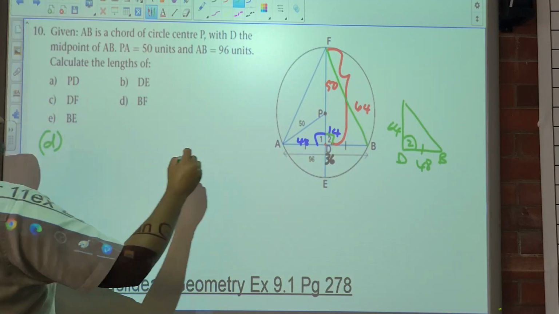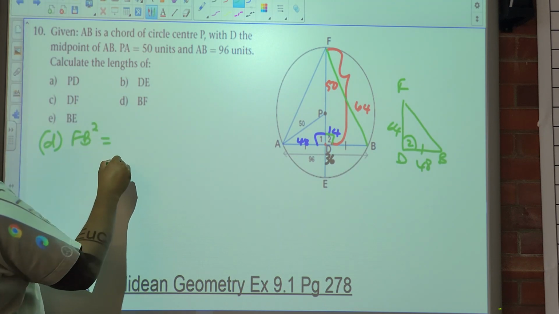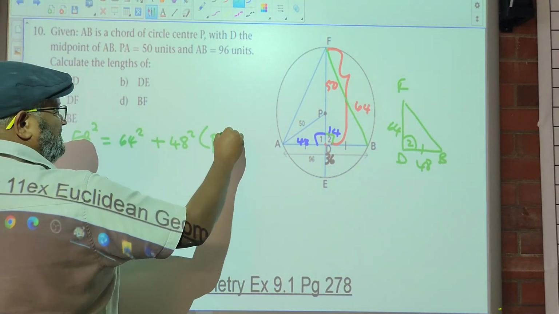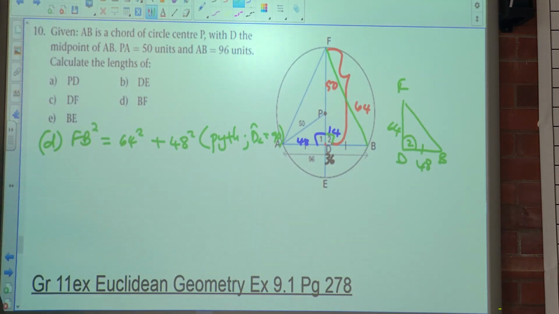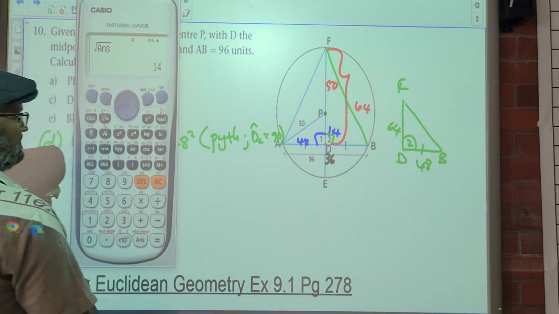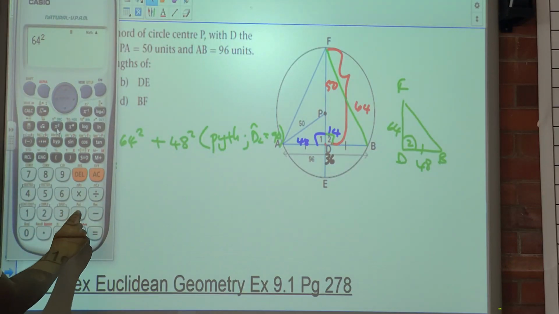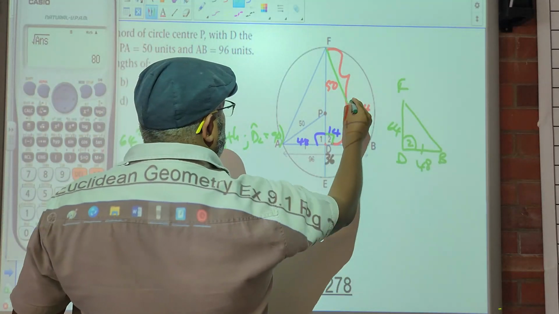So we can say that that would have been FB. Yeah? So FB squared is equal to 64 squared plus 48 squared. Why? Pythagoras. But D2 equals 90 degrees. Okay, earlier on I said it's perpendicular, so yes, it's going to be 90. Okay? 64 squared plus 48 squared, 6,400, the square root of that is going to give you 80. So that length is going to give you 80.